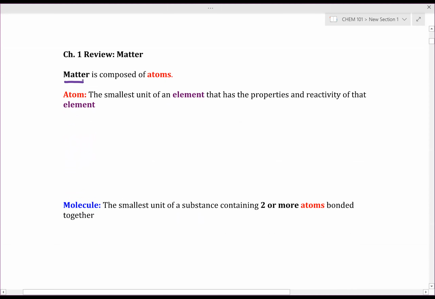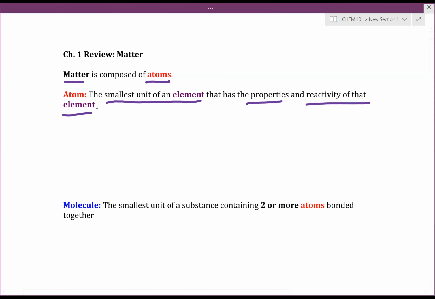Matter, anything that has mass and takes up space, anything with mass and volume, is composed of fundamental building blocks known as atoms. An atom is not the smallest absolute unit of matter, but it's the smallest functional unit of matter for the purposes of chemistry. It's the smallest unit of an element that has the properties and reactivity of that element.